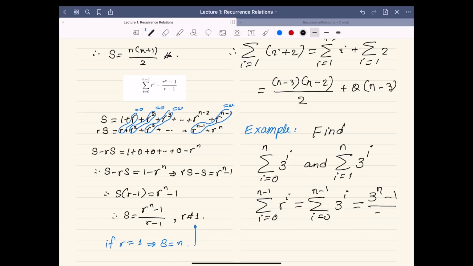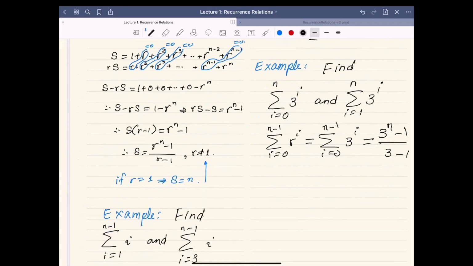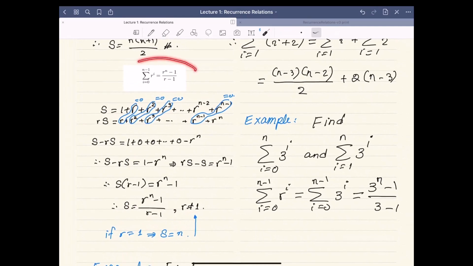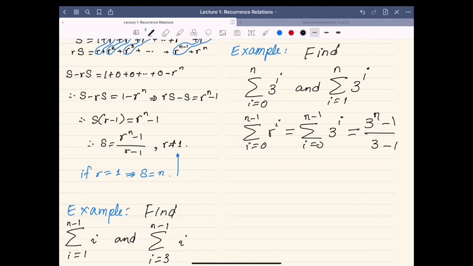So here we have 3 minus 1. This is from the geometric sequence rule, which is this one. See, i starts from 0, it goes up to n minus 1. So don't look for n minus 1, just look for the start. So what we will have here, for the first summation, i equal to 0 up to n, 3 to the i.